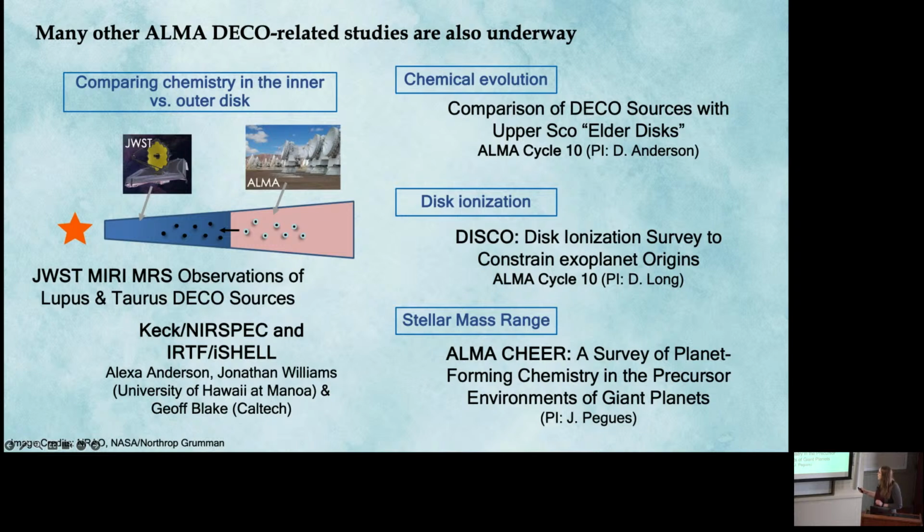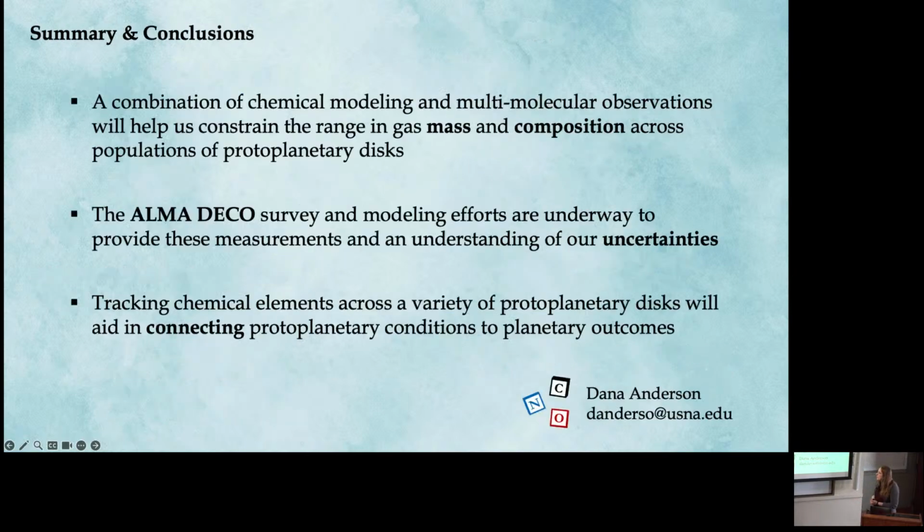Also follow up on disk ionization, and also looking at a broader range of stellar masses, moving into the more intermediate mass stars with the ALMA program, focusing on disks around Herbig stars, which are the environment where more giant planets are forming. So understanding how the chemistry of these disks compares to the lower mass stars from the DECO sample. So that brings me to my summary.